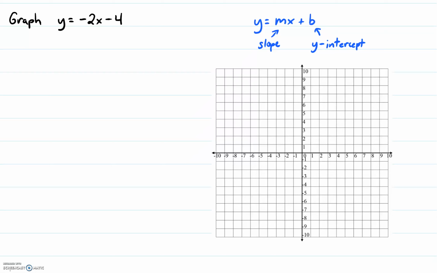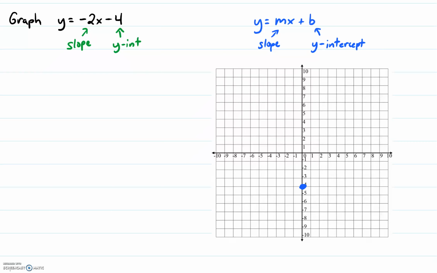And so we can look at our equation that we have. It's already solved for y, and it's in this proper form. We can just pick out our slope and our y-intercept. Our slope is going to be negative 2, and our y-intercept is going to be negative 4. And so what we want to do is start out and put a dot, or the first point on the graph, at our y-intercept, because that's where we run into the y-axis. So on the y-axis, we're going to count down to negative 4 and put our first point.